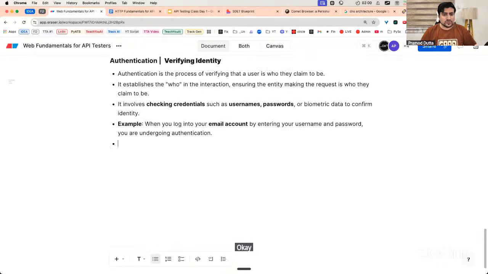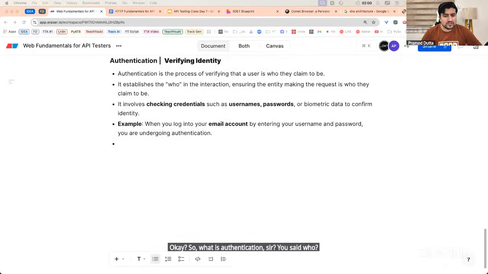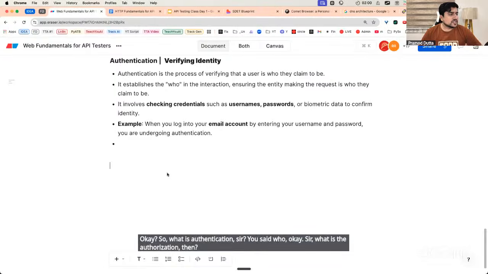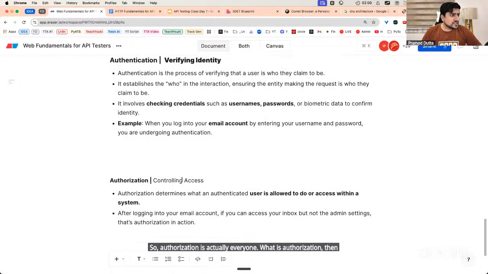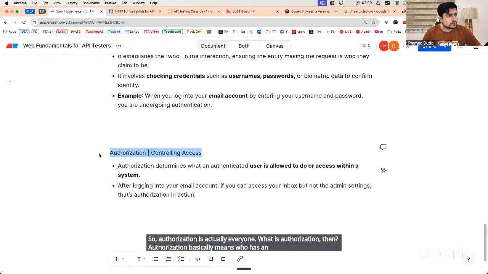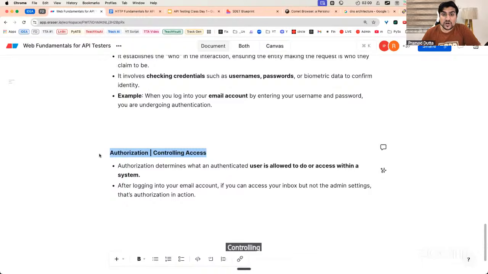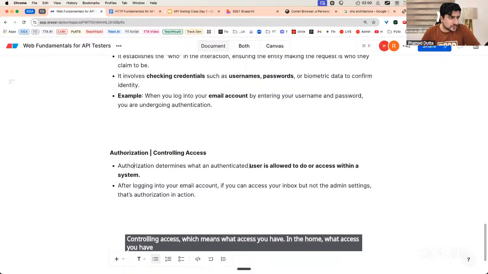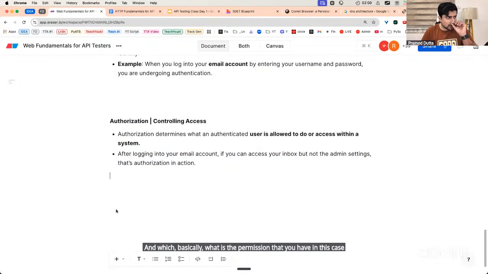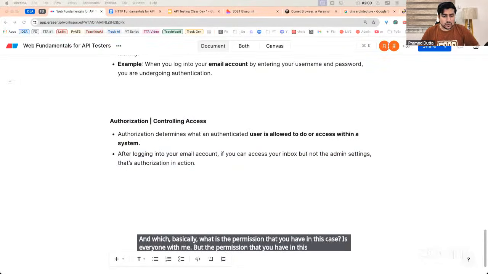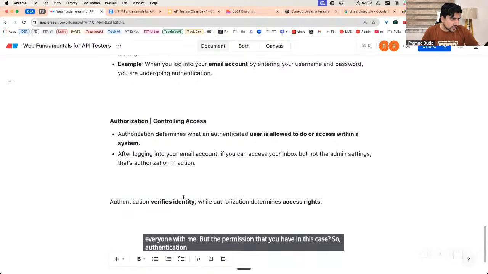So what is authentication? It verifies who you are. And what is authorization then? Authorization basically means controlling access, which means what access you have in the home. It determines whether a user is allowed to access something or not, and what permission you have in this case. Is everyone with me? So authentication basically verifies your identity, and authorization basically verifies your access rights.